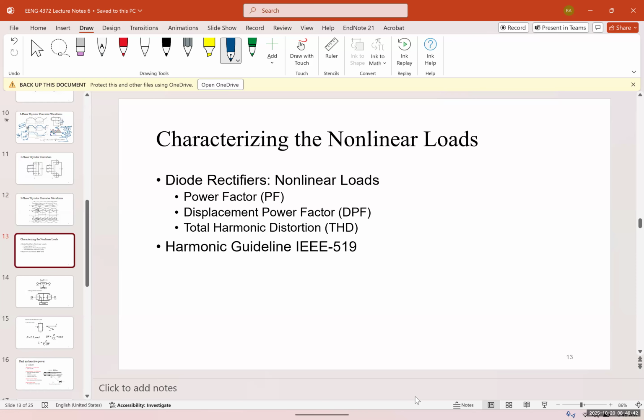Now, the next thing is the characterization of the nonlinear loads. We have diode rectifiers, which are nonlinear loads, and thyristor rectifiers, which also have nonlinear loads. We have to find the power factor, the displacement power factor, the total harmonic distortion, and we will learn about the harmonic guidelines of IEEE 519.